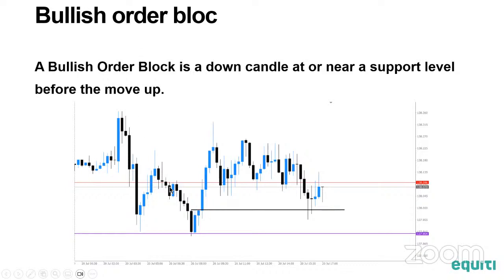They're saying a bullish order block is a down candle at or near a support level before an upwards push. So in this case, look at this carefully. We had this last candle, and then we had an upwards push. The bullish order block is this last downwards candle before we had this upwards push.